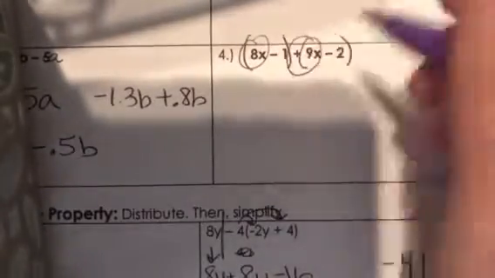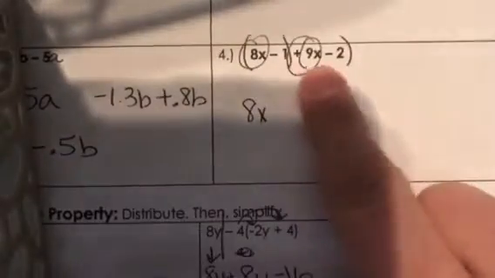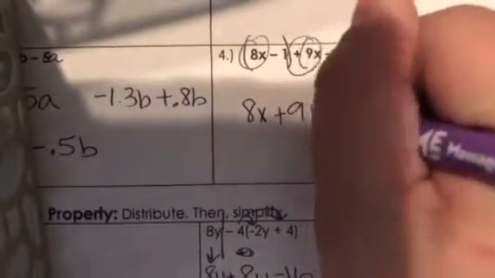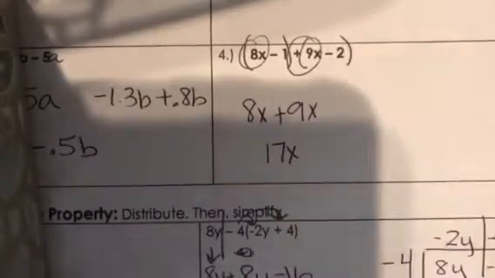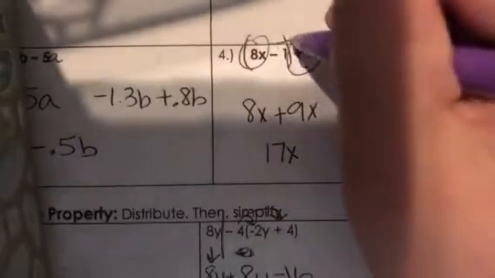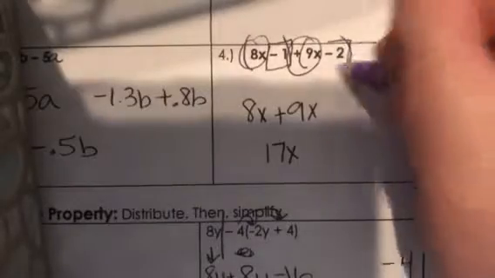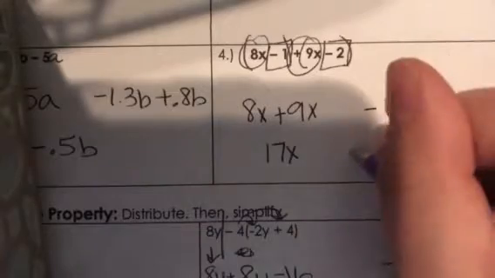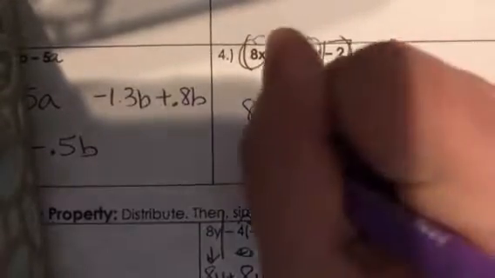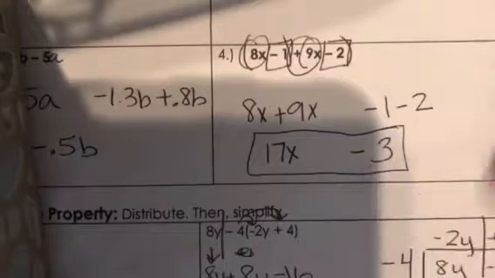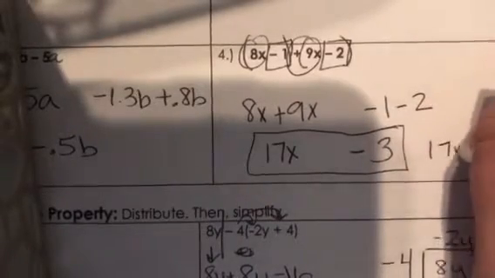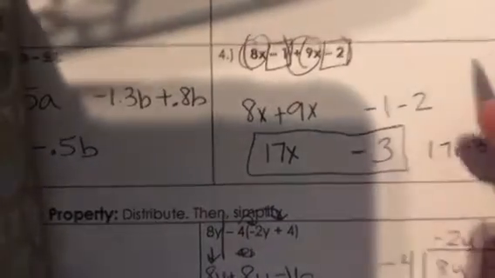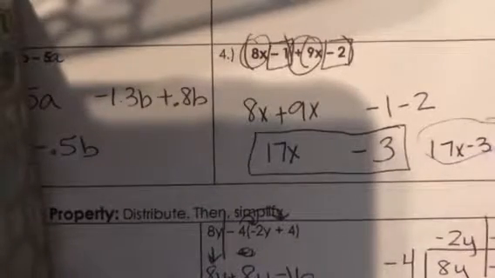So I have 8x's and then a positive 9x's. That would be 17x's. And I have a negative 1 here and a negative 2 here. A negative 1 and a negative 2 together make a negative 3. The reason that I put a minus sign between them is because you have a negative answer. So if you write it out right beside one another, it would look kind of like this.